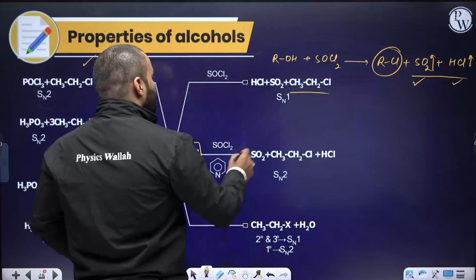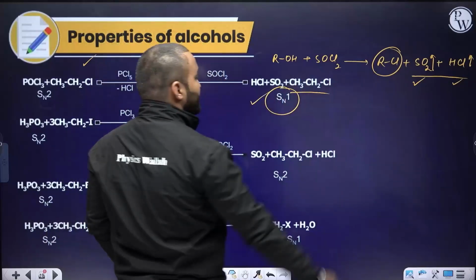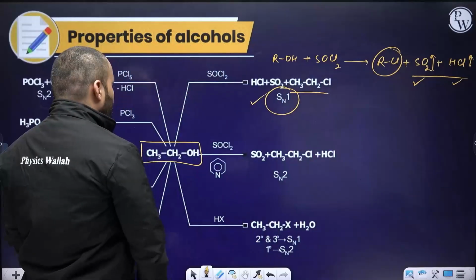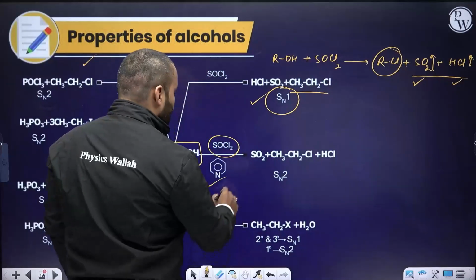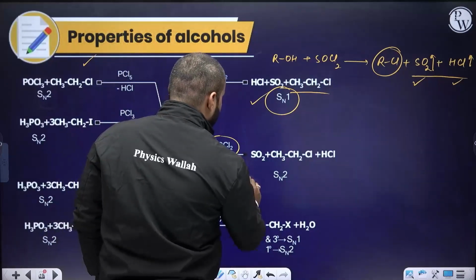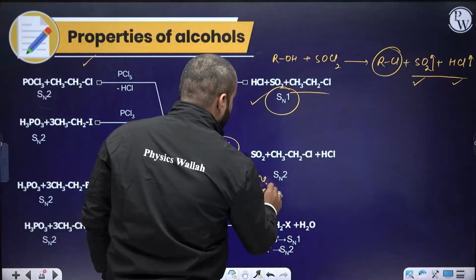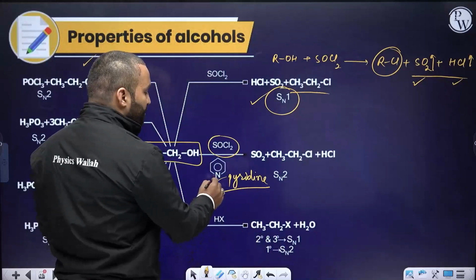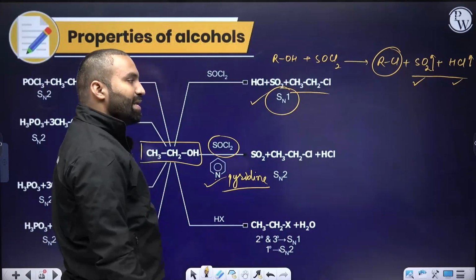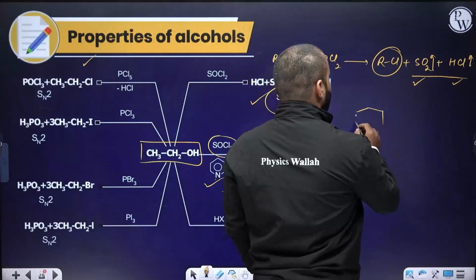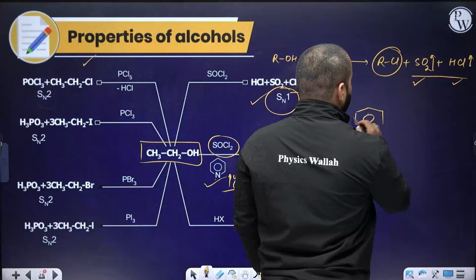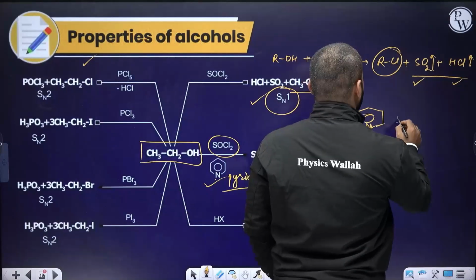Okay. You should know what the mechanism is. It follows the SN1 mechanism. You can also treat it with SOCl2, but in the presence of pyridine. This is known as pyridine. You should know that pyridine, which contains nitrogen, is a base. It's a base, it's bad for men. Nitrogen containing bases, nitrogen containing compounds are bad for men. So for example, this is bad for men.